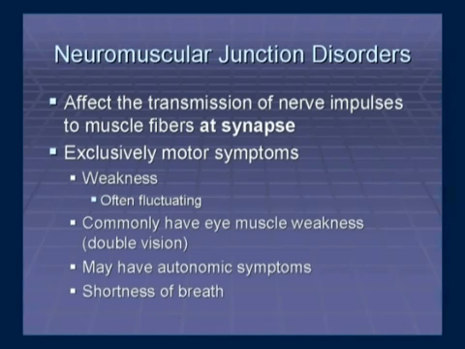It oftentimes causes fluctuating weakness. Weakness that's worse towards the end of the day. Weakness that is associated with fatigue. Very commonly, people will have weakness of their eye muscles, especially with myasthenia gravis, which is something I'll talk about in a moment. You may or may not have autonomic symptoms, and this can affect your breathing apparatus like motor neuron diseases and myopathies.